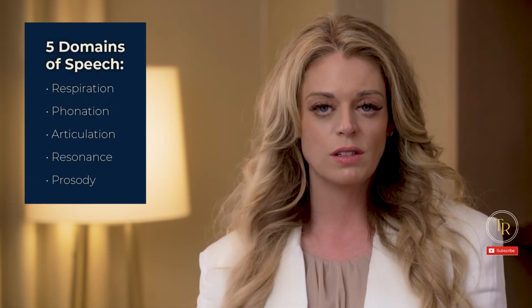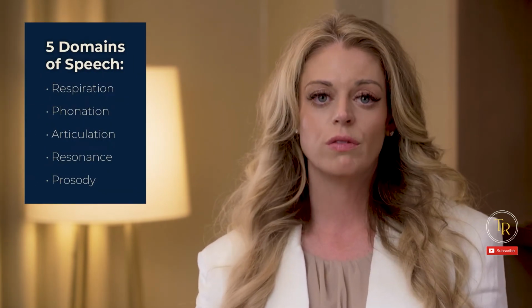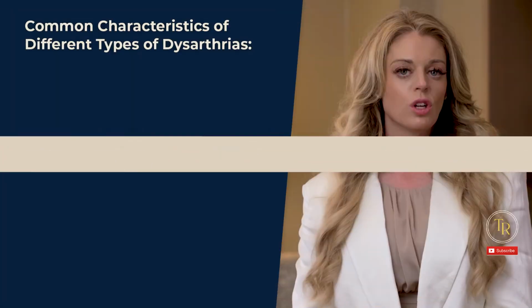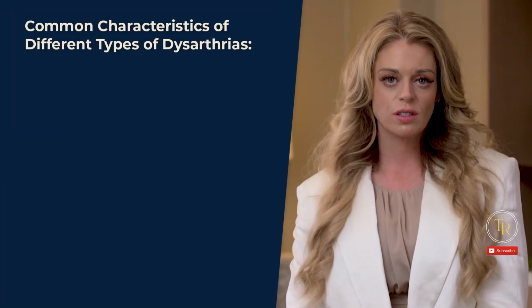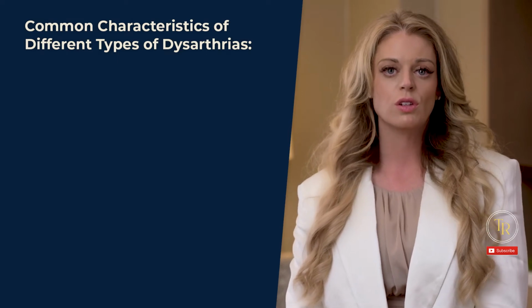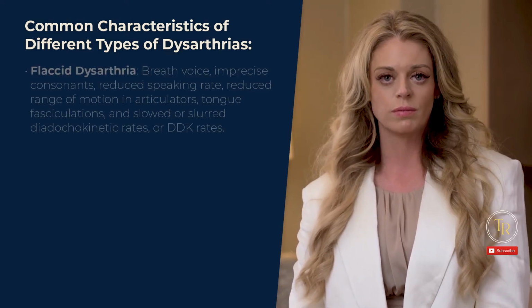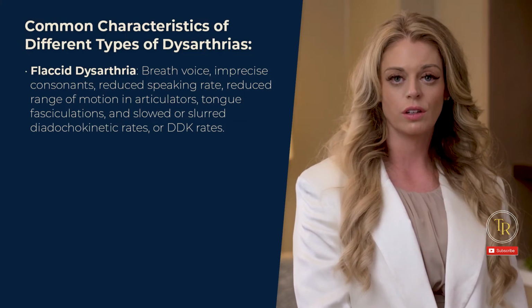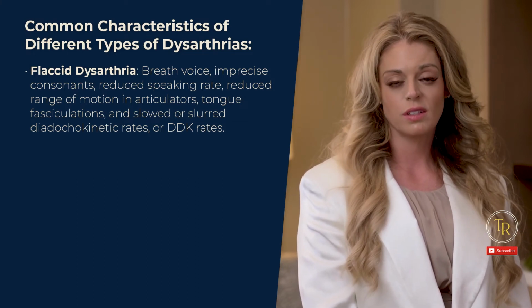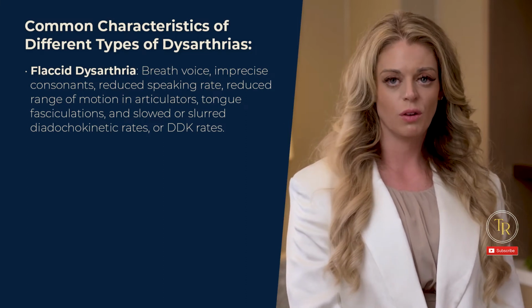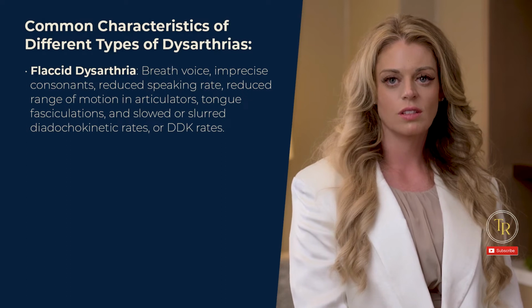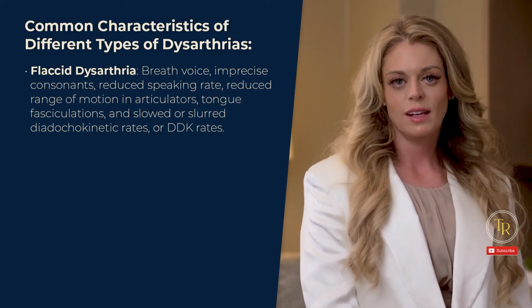Remember, when you're assessing dysarthria, you need to look at the 5 domains of speech: respiration, phonation, articulation, resonance, and prosody. I'm going to share a brief overview of common characteristics of different types of dysarthrias you might encounter as an SLP. Flaccid dysarthria. Distinguishing characteristics for flaccid dysarthria include breathy voice, imprecise consonants, reduced speaking rate, reduced range of motion in articulators, tongue fasciculations, and slow diadochokinetic rates, or DDK rates.